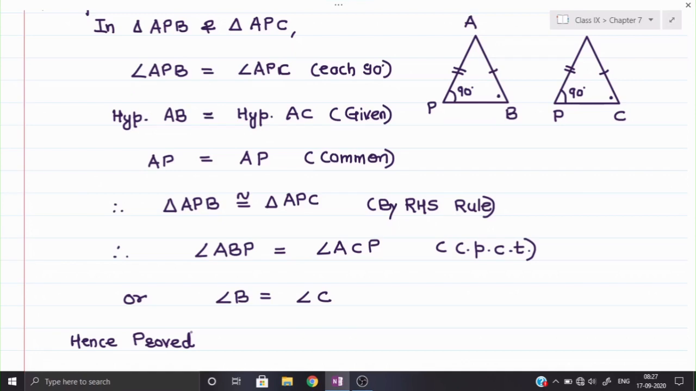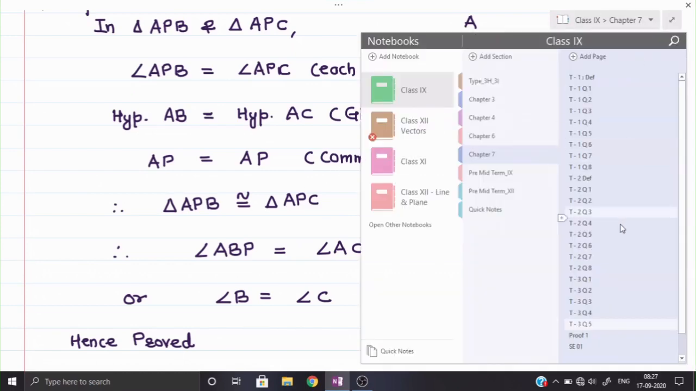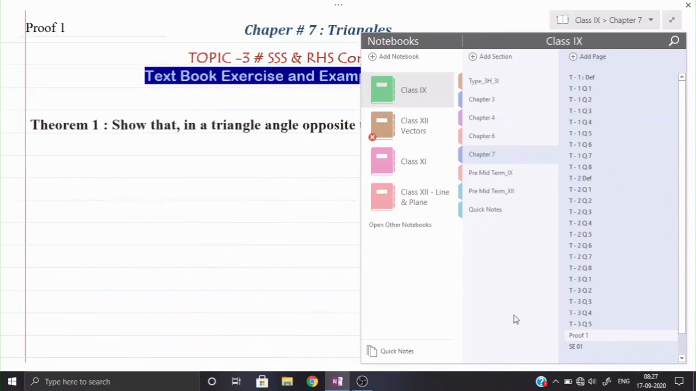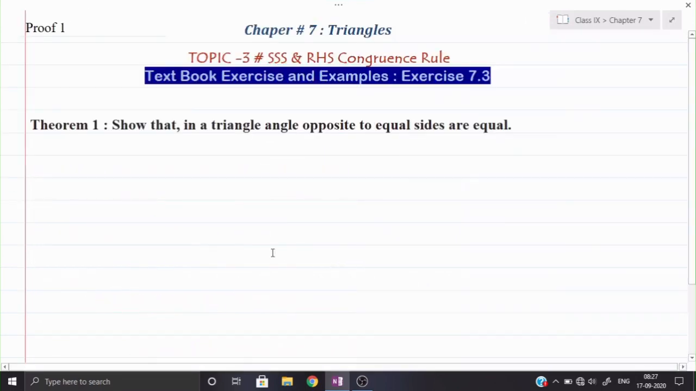Now we are going to prove one theorem which is given in our syllabus. Actually some more theorems were there, but according to the new syllabus some theorems have been removed, so I am taking this theorem number 1. This is the only one theorem whose proof you need to cover. What they are saying: show that in a triangle, angles opposite to equal sides are equal. Meaning in a triangle, if two sides are given equal, then whichever angles are coming opposite to them will also be equal.